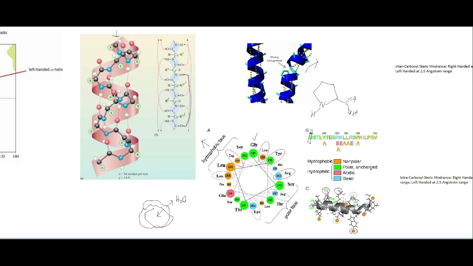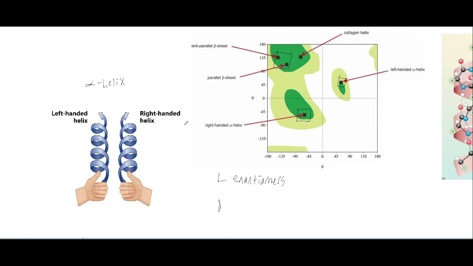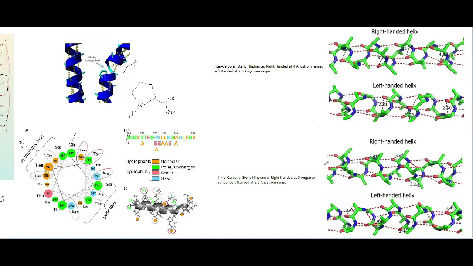And so we find prolines fairly often at one end of the alpha helical structure. And I mentioned before that the right-handed helix is the most prominently found in biochemistry. The reason for that is we can look at these intracarbonyl steric hindrances. That's the carbonyl of one of the amino acids to its own side chain.